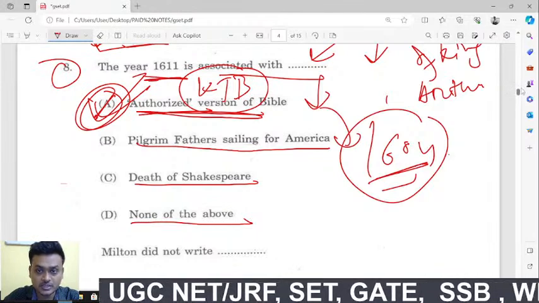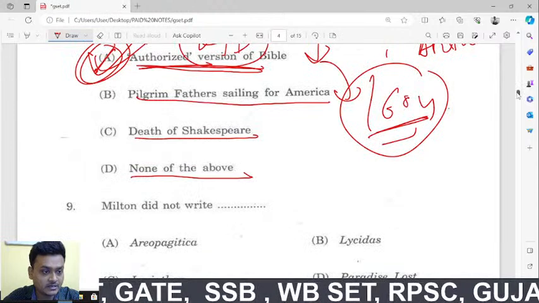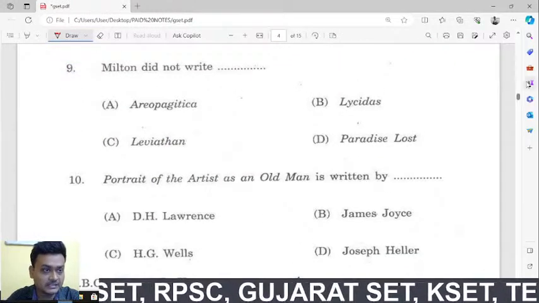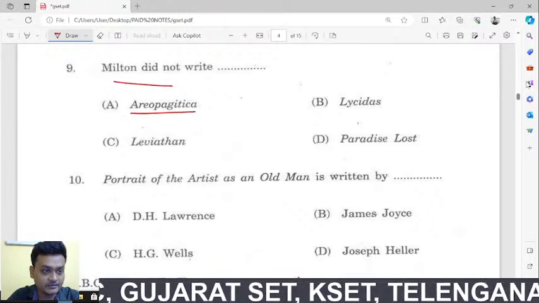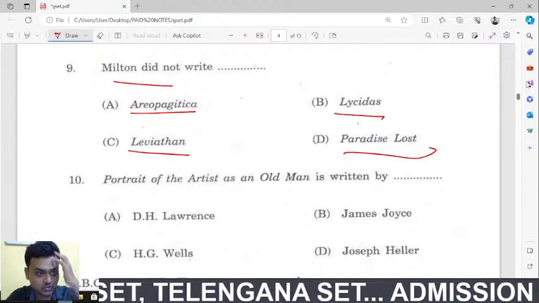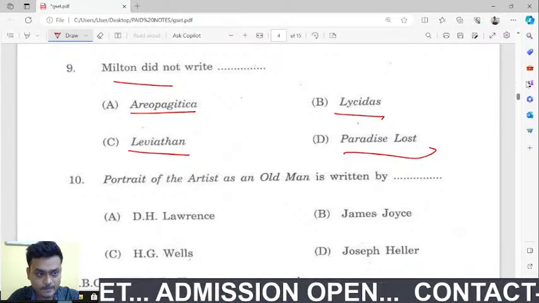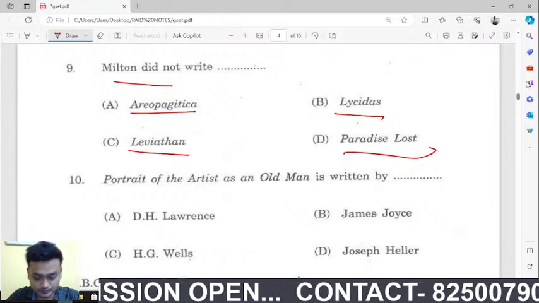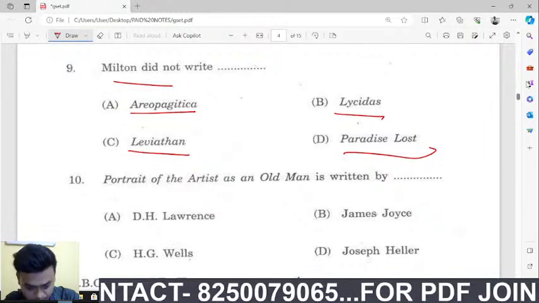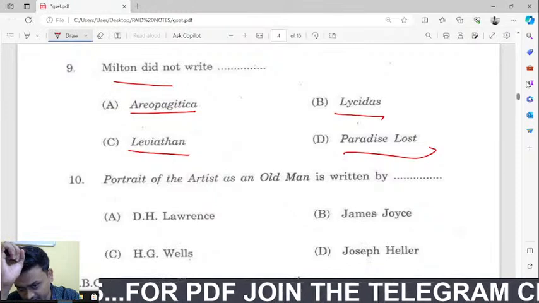Okay, so next question here. Here is question number 9. Milton did not write which one? Areopagitica, Leviathan, Lycidas, Paradise Lost. So Milton did not write which work? Tell me.